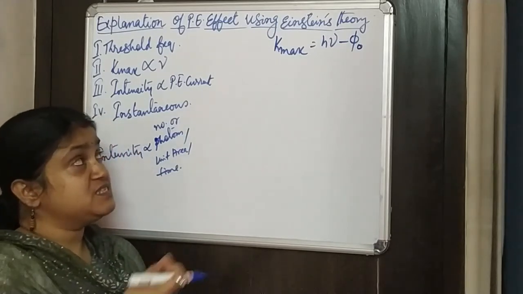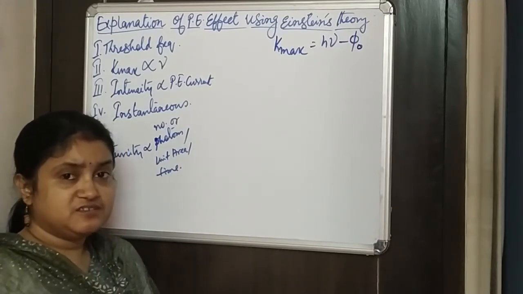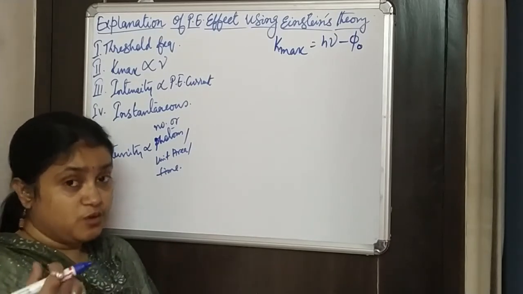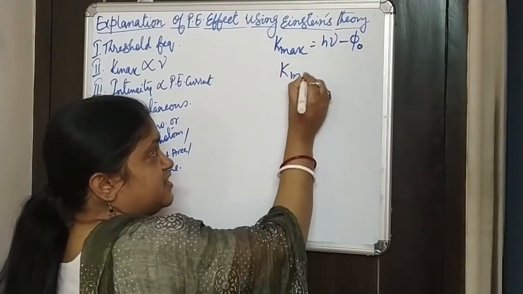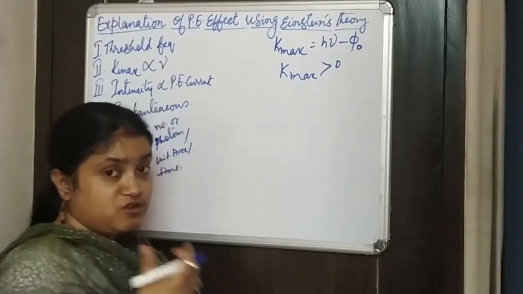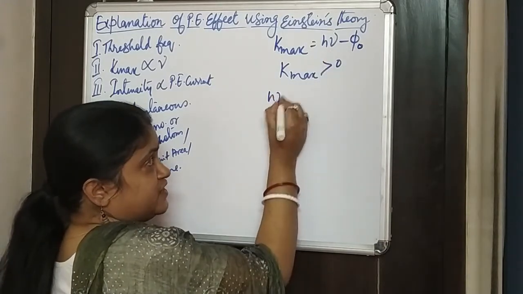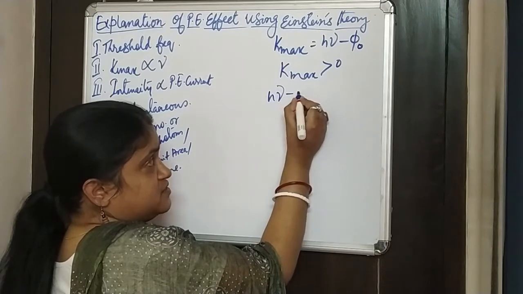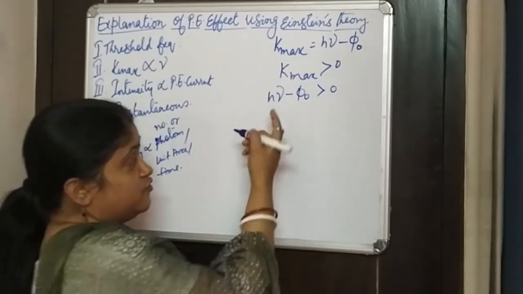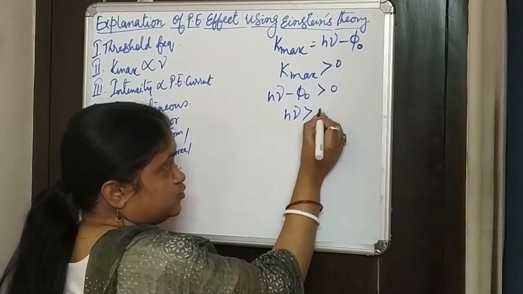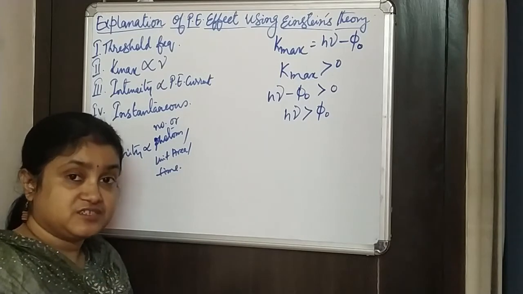When the photoelectric effect is happening and the electrons are coming out, this maximum kinetic energy can never be negative. Kinetic energy is always positive, so K max is always greater than 0. Therefore, from this equation we can write h nu minus phi naught is greater than 0. So h nu should be greater than phi naught for the photoelectric effect to occur.